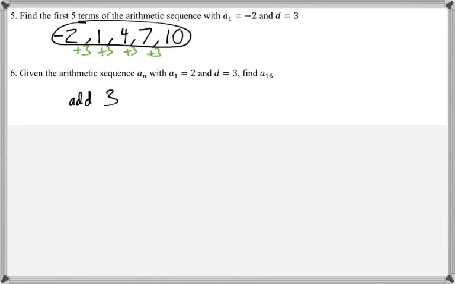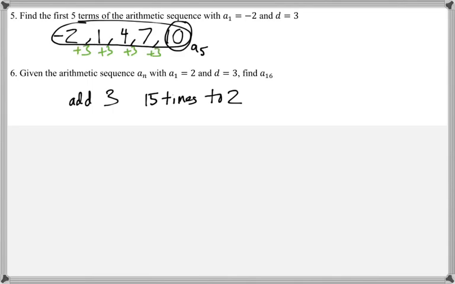So add 3 15 times to 2. And if you look back up at the previous problem, it kind of shows this. So 10 is our 5th term. That would be like a5. And to get that, we had to add 3 4 times to the original. So you don't add it 5 times, you only add it 1 less.